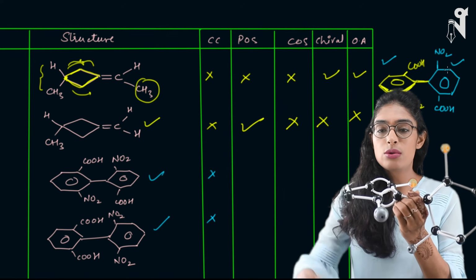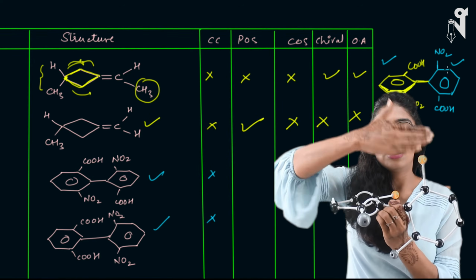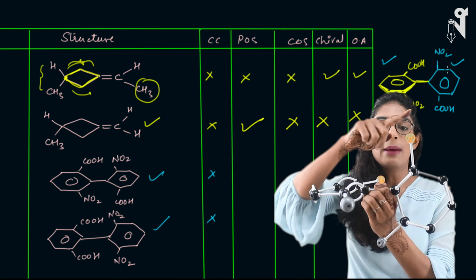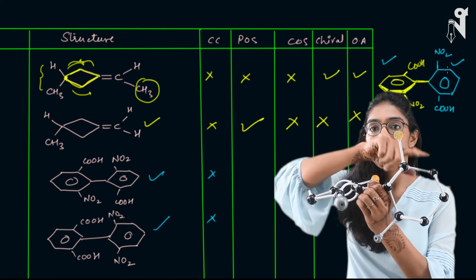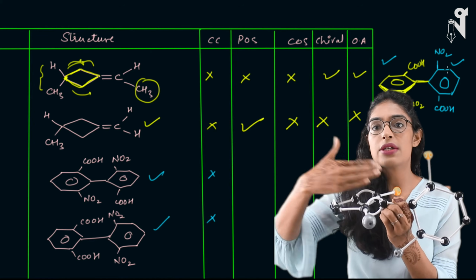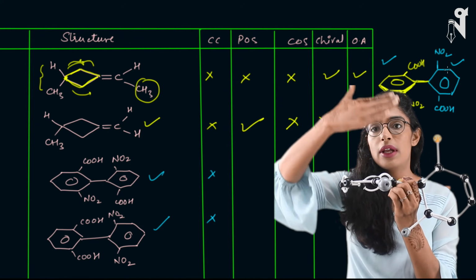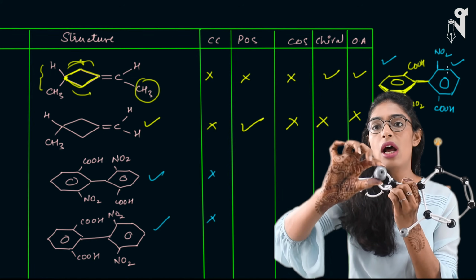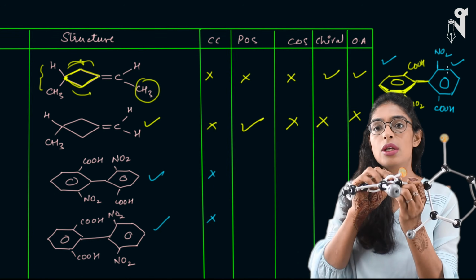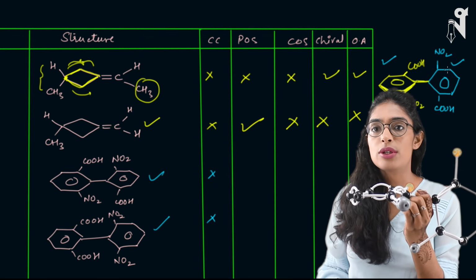So if I try to cut it vertically, then what will happen? Every ball in this ring will be cut into two equal halves. But what about this? If I cut this ring, what will happen? One half will get NO2 and another half will get COH. So they are not forming mirror images of each other.